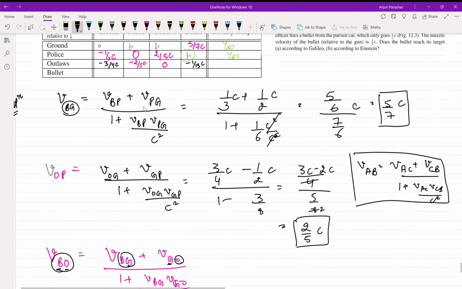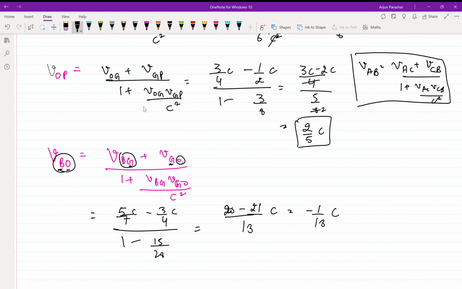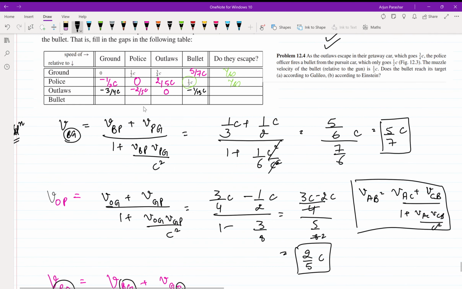Now coming to the next part, which is given by the speed of the ground with respect to the bullet. This is ground and this is bullet. We calculated the speed of the bullet with respect to the ground, so this is just the negative of that. Now coming to the speed of the police with respect to the bullet, we calculated just before the speed of the bullet and police is minus 1 by 3c. For the speed of the outlaws with respect to the bullet, we just calculated the speed of the outlaws, it is 1 by 13c, again just replacing the negative sign. Then the speed of the bullet with respect to the bullet is already zero.